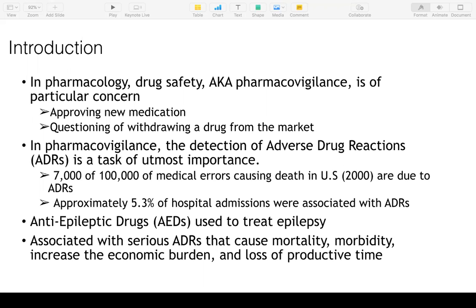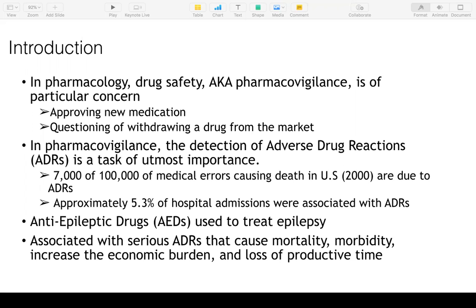In pharmacology, drug safety, also known as pharmacovigilance, is of particular concern. Why? Because it helps to approve new medication and to answer questions of withdrawing a drug from the market. The detection of adverse drug reactions, ADRs, is really an important task in pharmacovigilance. Why? Because statistics and studies show that 7,000 out of 100,000 medical errors causing death in the United States in 2000 are due to adverse drug reactions. Approximately 5.3% of hospital admissions were associated with adverse drug reactions.